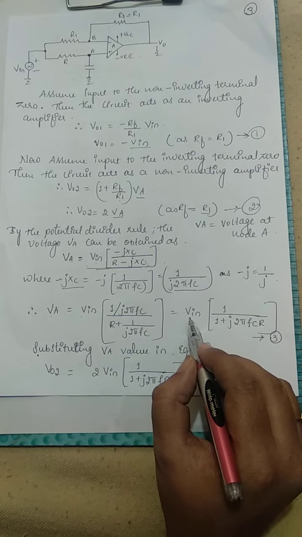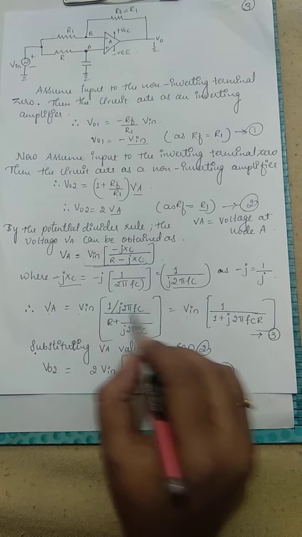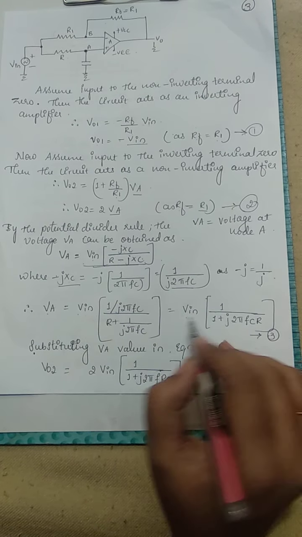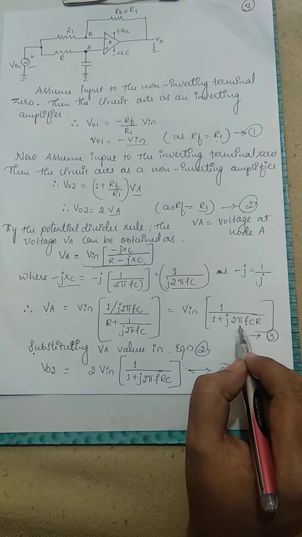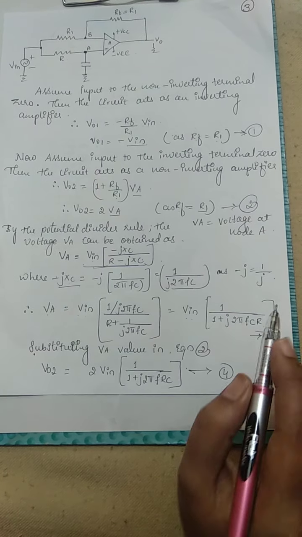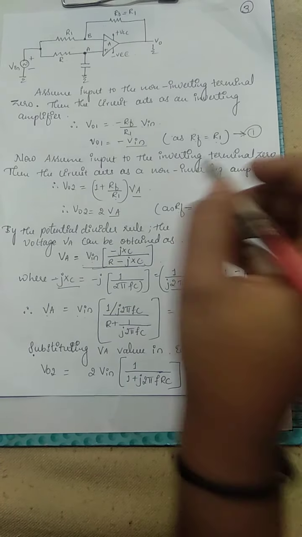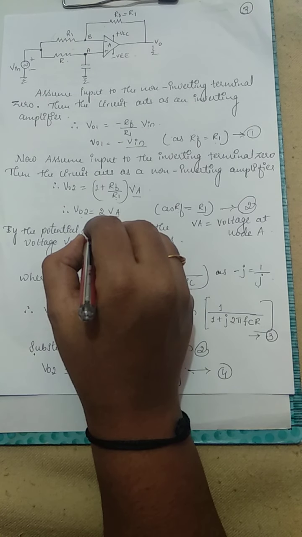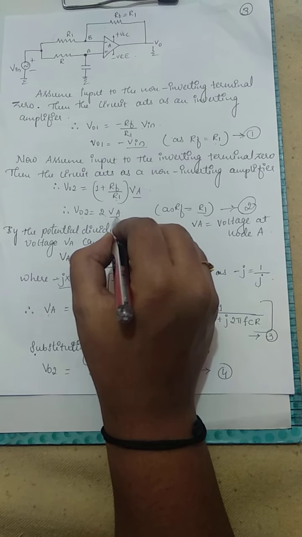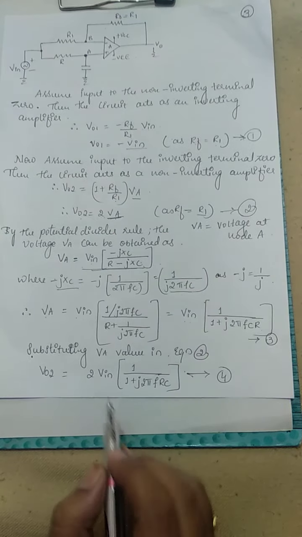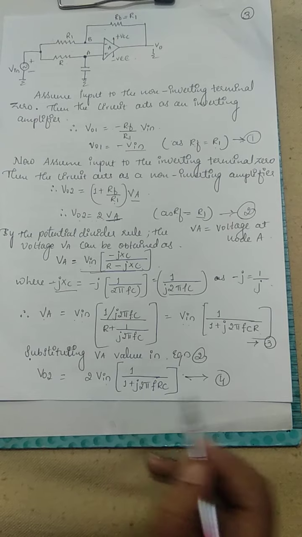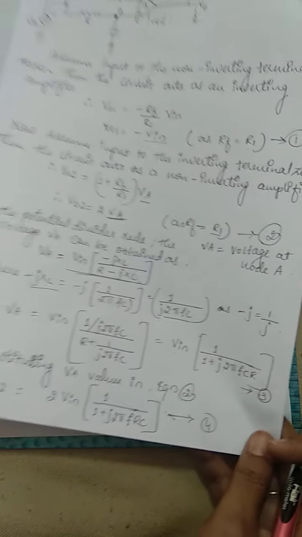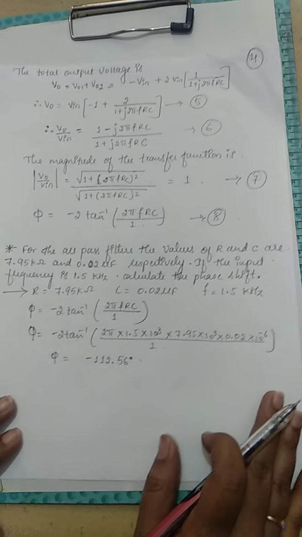Once we simplify this equation, we will get VA is equal to Vin into 1 divided by 1 plus J2 pi FCR. So substitute this VA value in equation 2, that is V02 is equal to 2 into VA. That is 2 into Vin, 1 divided by 1 plus J2 pi FRC. Once we substitute, we will calculate the total output voltage.